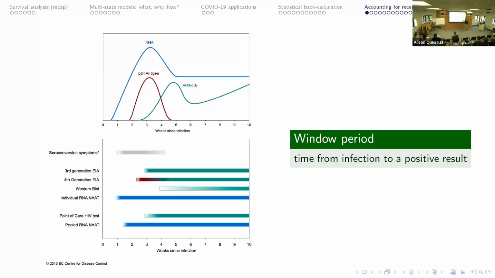And you can see these differ depending on the different tests. So Western blot was one of the earliest tests that was used. And then we have different generations of tests. The 3rd generation test went back to about 3 weeks. That was just using antibody. 4th generation tests have been able to go a little bit closer to infection by also considering these P24 antigen levels. So the more developed the tests are getting, then the more chance there is that somebody can be picked up early on in their infection.